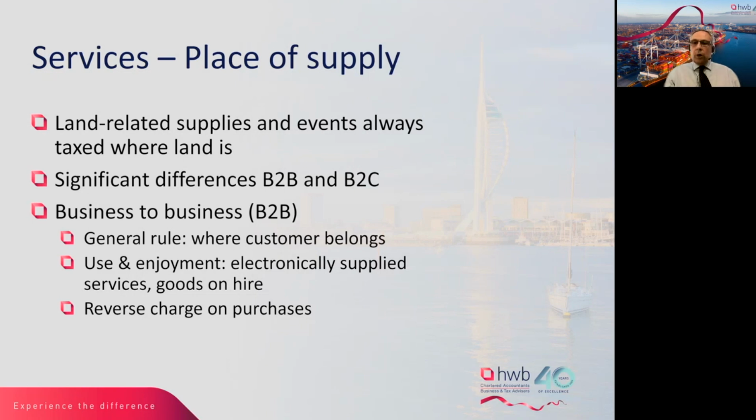For example, a business-to-business supply of marketing to a German company is taxable in Germany, not the UK, whereas a vet providing services to a French pet owner is taxable where the business belongs. So if the vet is a UK vet, that will be in the UK, irrespective of where the actual services are performed. So let's have a look at the reasons why we have these differing rules.